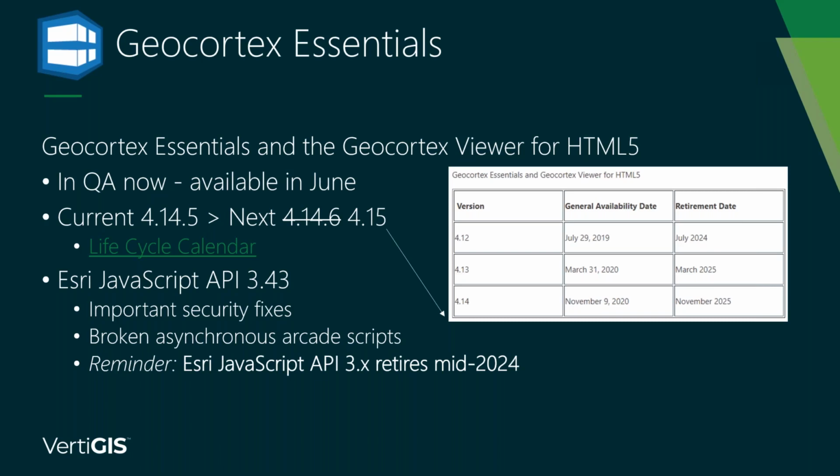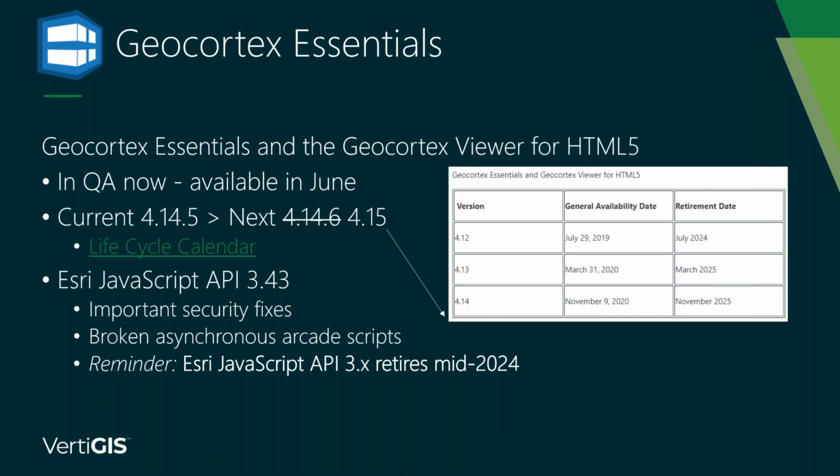Just also as a reminder, just about the Esri JavaScript API 3.x version, we did update this version of GeoCortex Essentials to the latest JavaScript API, which is 3.43. Some important security fixes in there. Unfortunately, there was also a bug in there where it broke asynchronous arcade scripts. We went back and forth and discussed it and basically said, you know what, the security fixes are more important than the asynchronous arcade scripts.